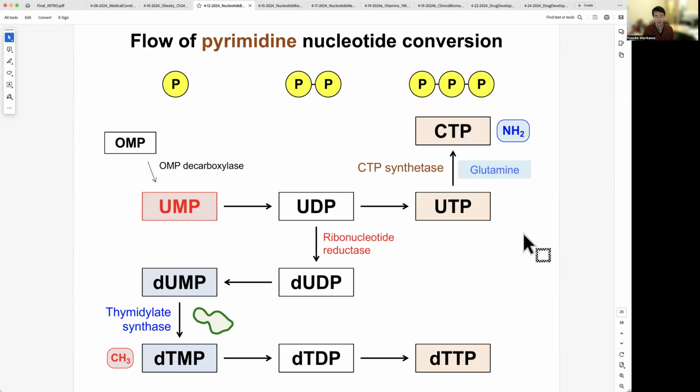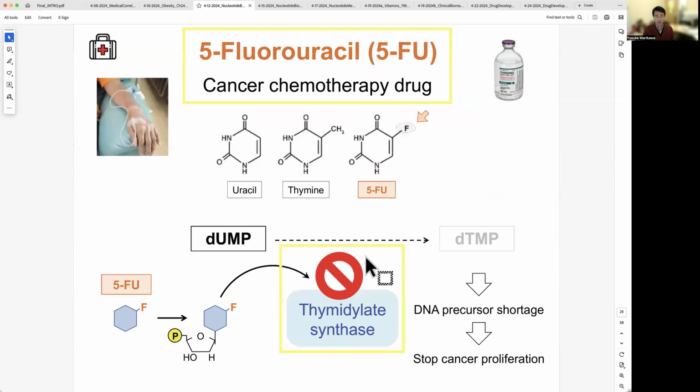Remembering the enzyme name is important because you need to understand how this cancer drug, 5-fluorouracil, functions as a cancer drug. It's basically inhibiting the thymidylate synthase I just mentioned. By inhibiting this, cancer cells cannot change U to T, and therefore cannot make DNA. Know that fluorouracil, a very commonly used cancer drug, inhibits thymidylate synthase.